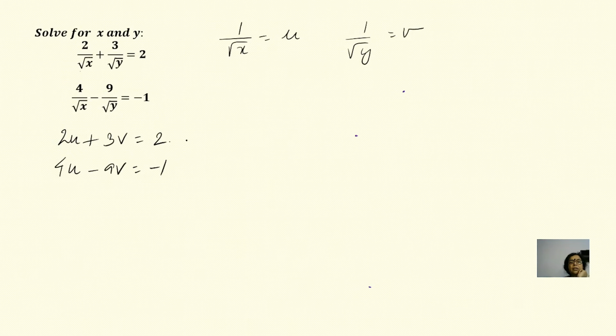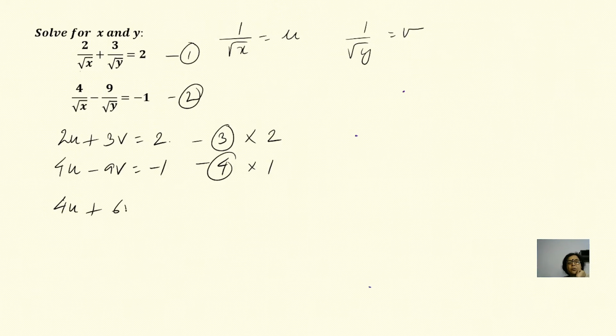Now look at these two equations. This is 1 and this is 2. Now this becomes 3 and this becomes 4. If you observe 3 and 4, if you simply multiply 3 by 2, the u coefficient will become equal. So we must always take the shorter approach. So this will become 4u plus 6v is equal to 4. And this is as it is, 4u minus 9v is equal to minus 1.